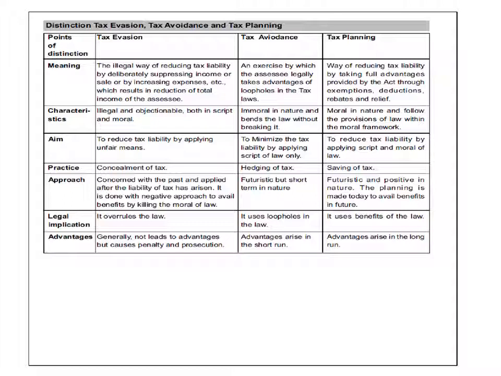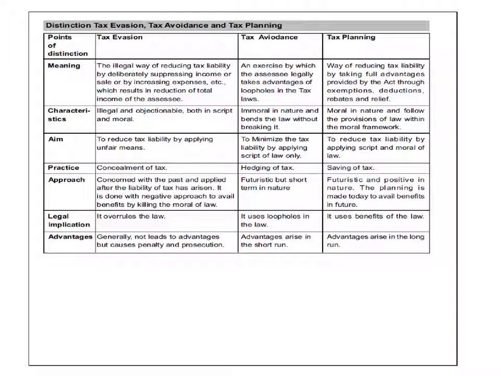Approach, what will be the approach used? Tax evasion is concerned with the past and applied after the liability of tax has arisen. For tax avoidance it is futuristic. For tax planning also it is futuristic and it is positive in nature. You will always have a positive approach when you do tax planning. Legal implication: tax evasion overrules law. Tax avoidance uses the loopholes in the law. Third, tax planning uses the benefits of the law.